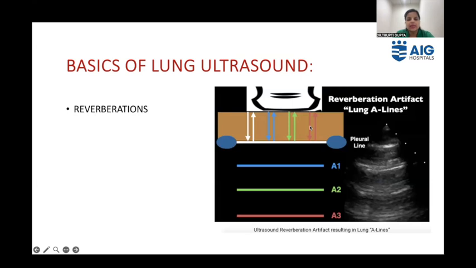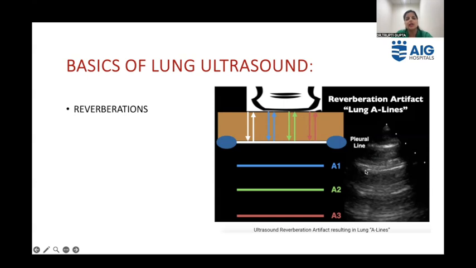The second principle that is very important to understand is reverberation. Reverberation happens when the ultrasound beam is moving back and forth between two strongly reflective areas. For example, here we have an ultrasound probe, and this is the pleural lining, which is because of the air. So the beam comes and hits it and goes back. This will give you a pleural lining. But some of the ultrasound beam is trapped between these two reflective surfaces, and they again go and hit back and come back. So this will give another image here.